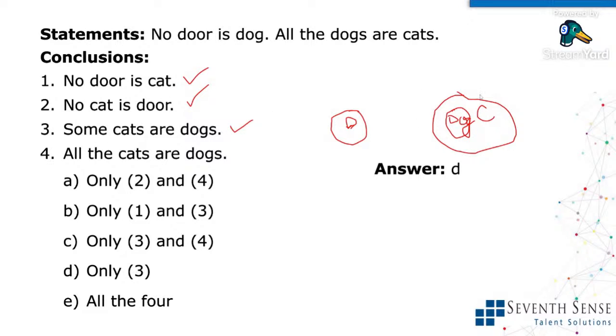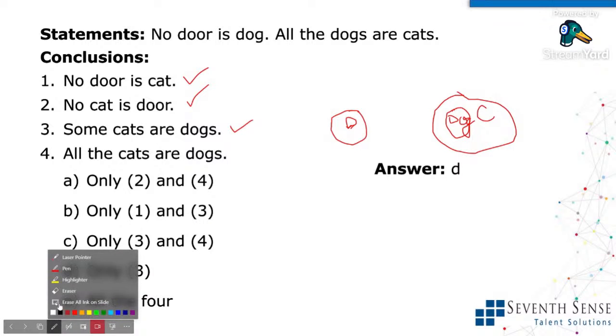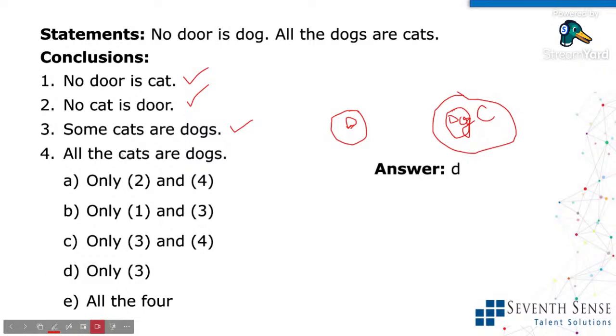Some cats are dogs. Yes, some cats are dogs. All the cats are dogs. So here you can take it is wrong. So your correct answer should be what? 1, 2, and 3. I believe I have copied some wrong options over here. So that is why you are having this confusion. So the correct answer would be 1, 2, and 3.